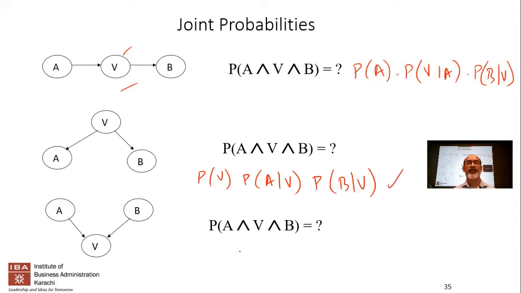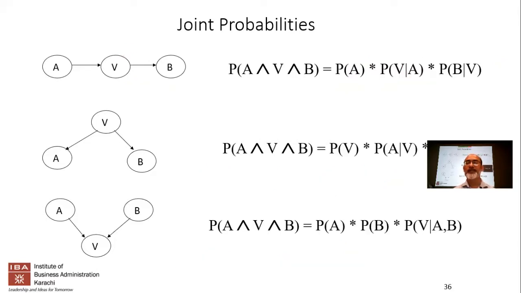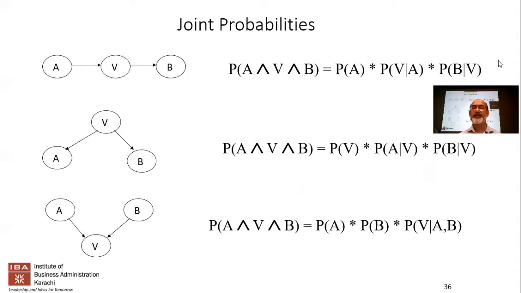So far so good. What about this particular case? So A and B are now independent. So what would we do? Probability of A comma B, or we could simply write it as probability of A, B, because they're independent, multiplied by probability of V given A comma B. Very good. So you'd have to use both the parents in this case. Hopefully we got this right. That looks right. I think we've got joint probabilities figured out.